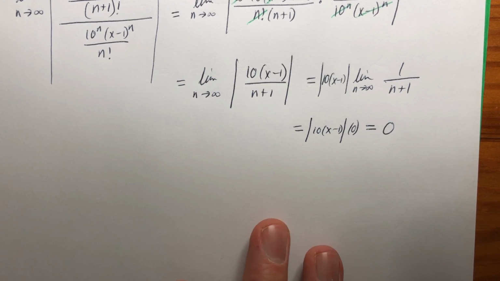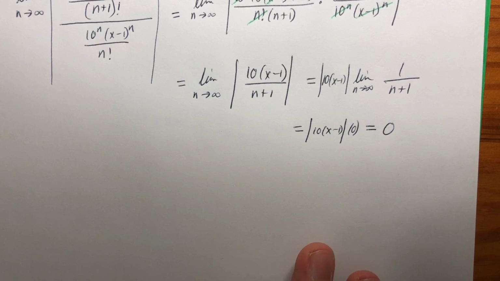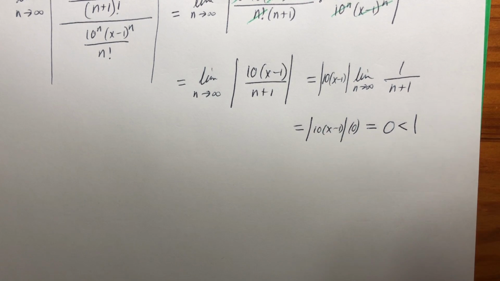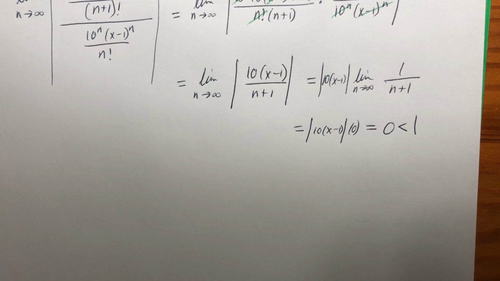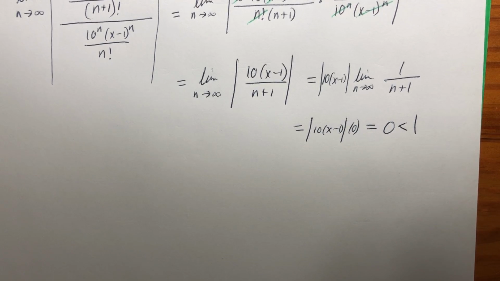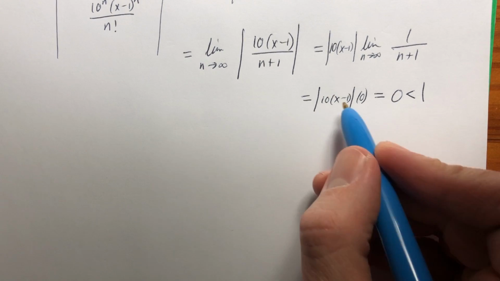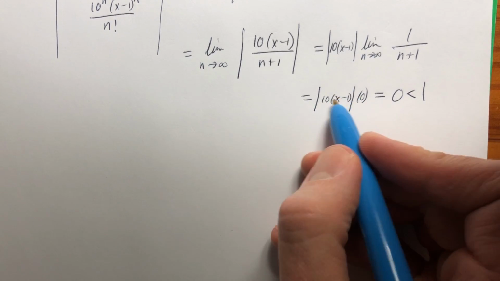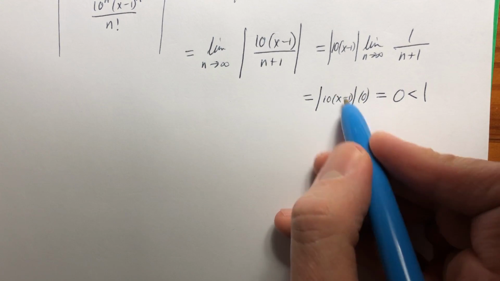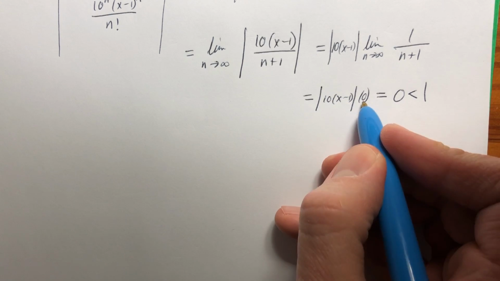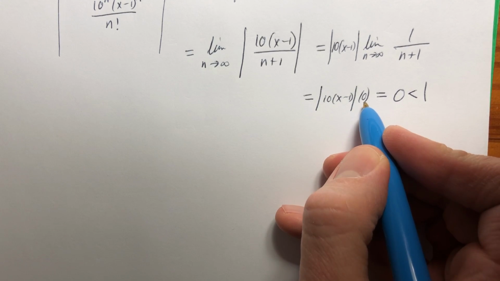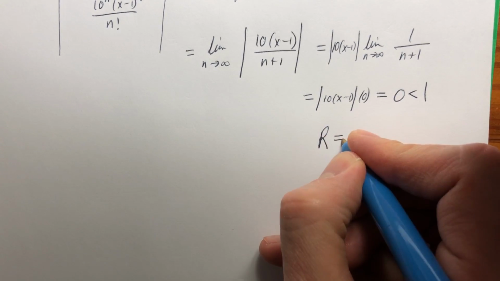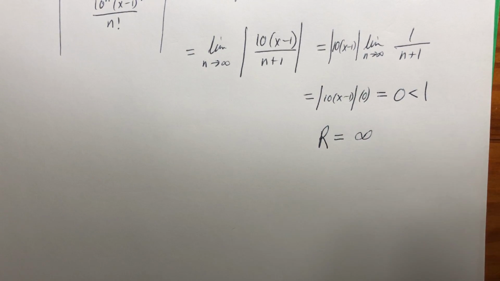Okay. Now, here's the thing. The ratio test shows convergence when this is true, when it's less than 1. All right? Fine. It's less than 1. It is less than 1 regardless of what x value I plug in. This x factor is irrelevant. It's always going to converge. So therefore, my radius of convergence is infinity.